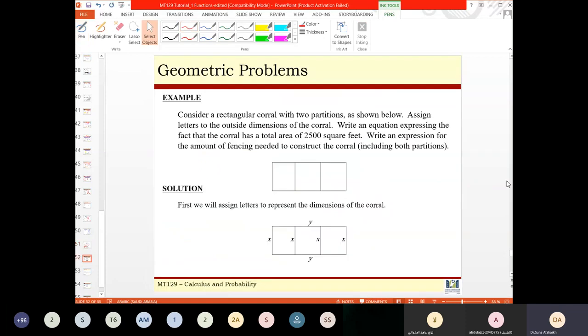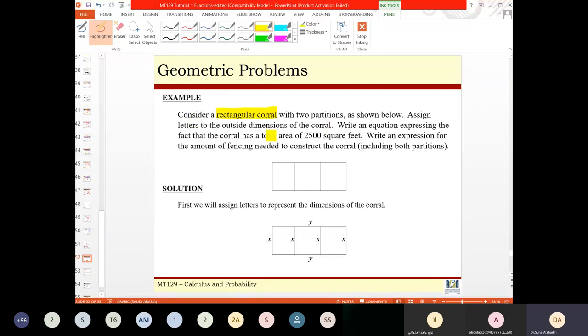So let's see the 2 problems that we have here. Now consider that you have a rectangular coral with 2 partitions. Rectangular coral, which means it has a rectangular shape. It has a 2 partition. You can see it in the picture that you have here. I have rectangle. I have a 2 partitions as well inside it. Coral يعني زي زريبة أو شيء زي كده يعني مكان محوط. Now assign letters to the outside dimensions of the coral.